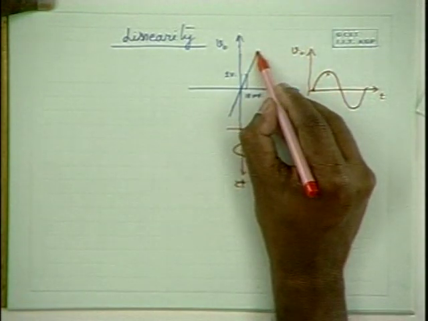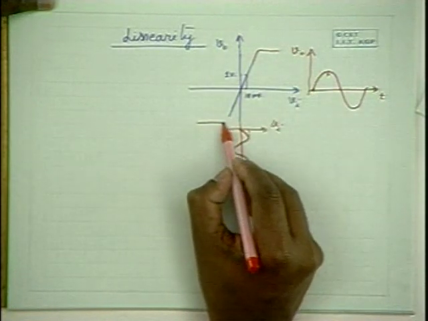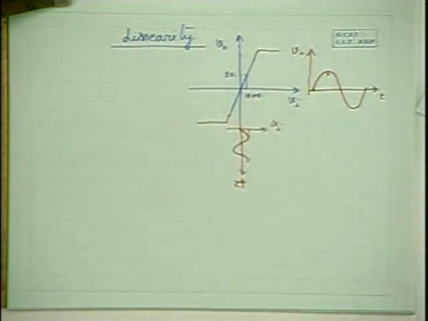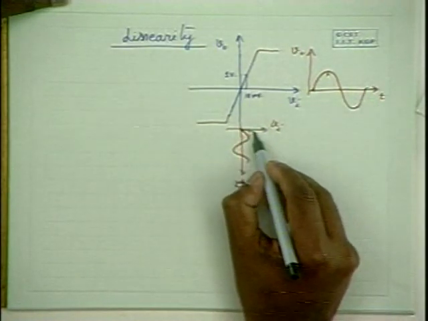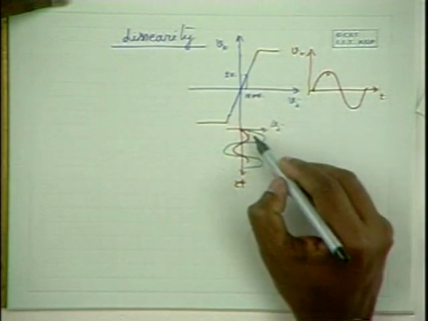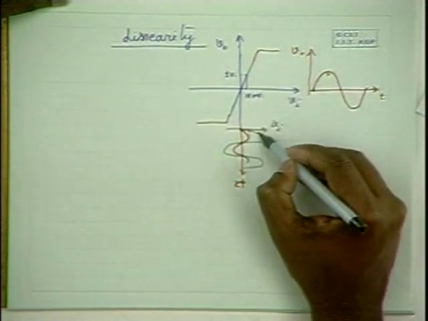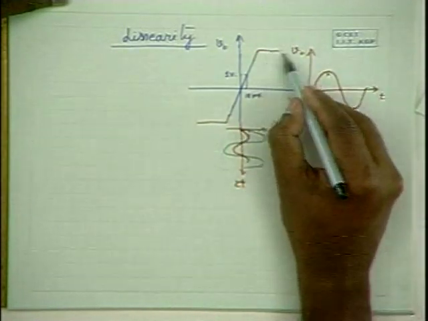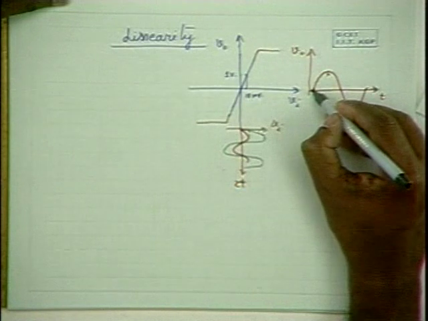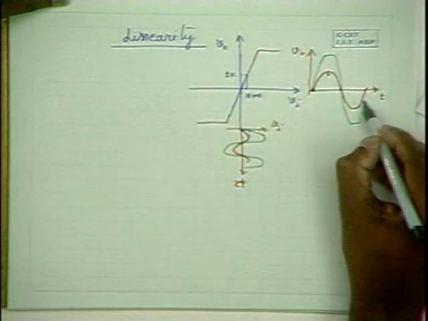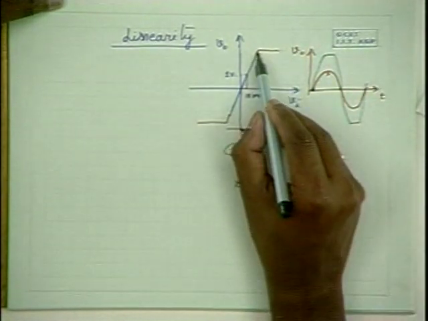If this characteristic is something like this, what happens when the input voltage rises beyond a certain level? If the input voltage is like this, then what happens to the output voltage? Up to this point, it rises linearly. Beyond that, output is constant. Hence, you will get a distorted output like this if nonlinearity comes into picture.